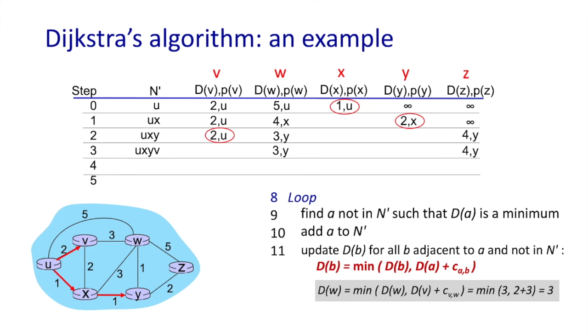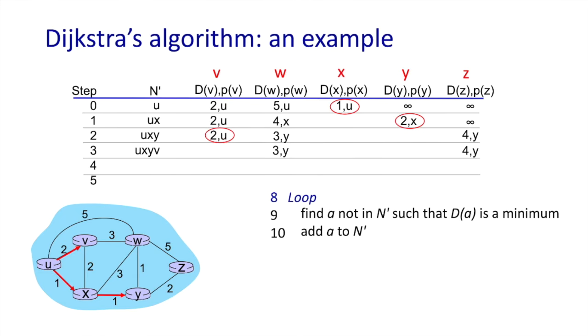So we're all done with the update step. Let's loop back again. And once we enter the loop again, we first do the identification. Let's find a node not in N prime such that D sub A is a minimum. Well, there's only two nodes left that aren't in N prime, W and Z. W has the smaller cost of 3 rather than Z's cost of 4, so we're going to add W into N prime. We're going to perform an update step.